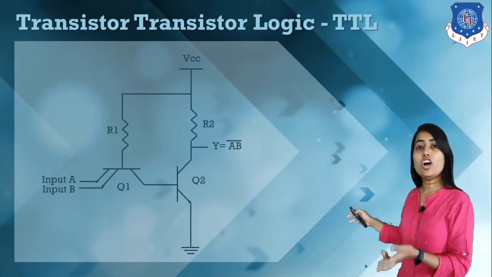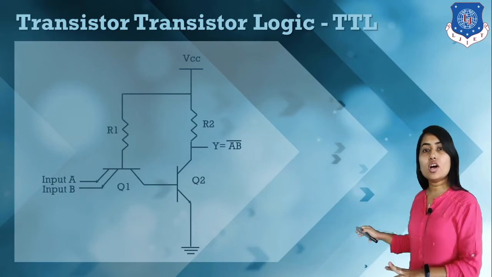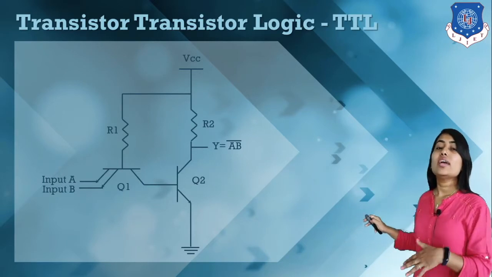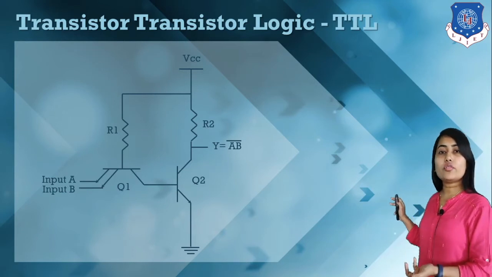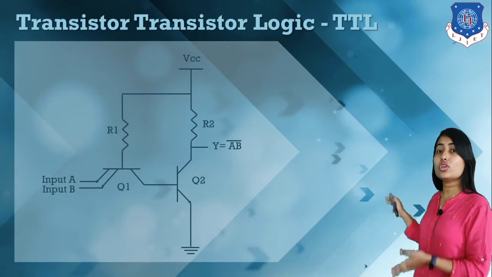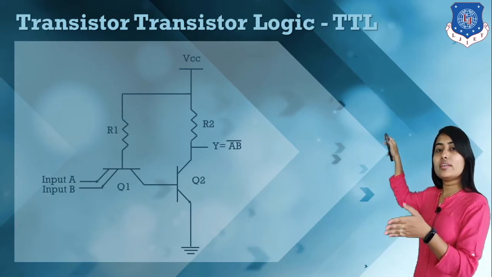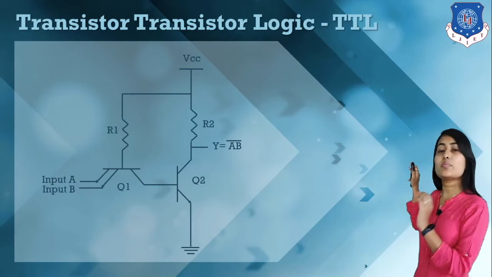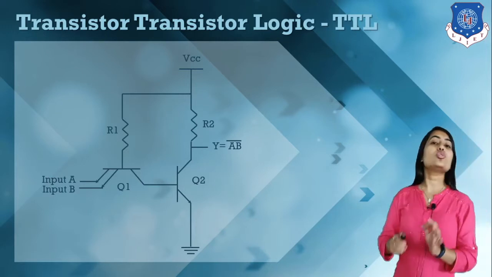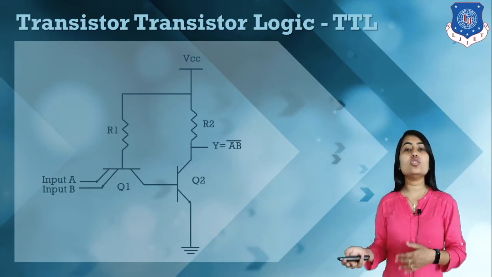But when all the inputs are equal to 1, Q1 is in reverse bias, so in cutoff mode. Q2 goes into forward bias, so it is in saturation mode. That means there is a complete path, so the power supply is grounded and no voltage is present at the output side. So at the output we have a 0, and this is how the NAND gate works.